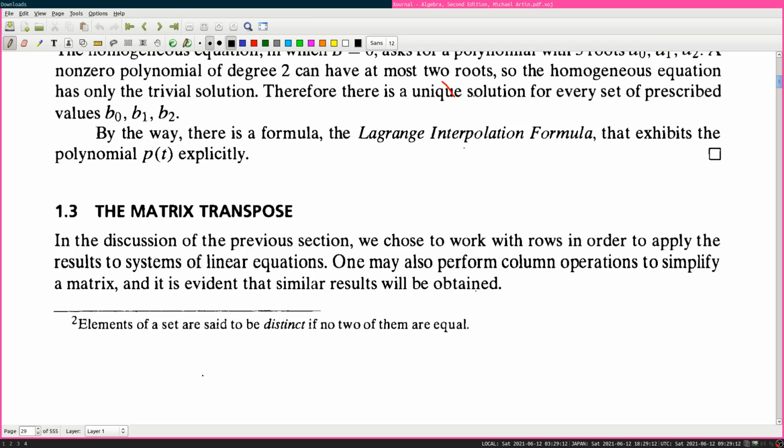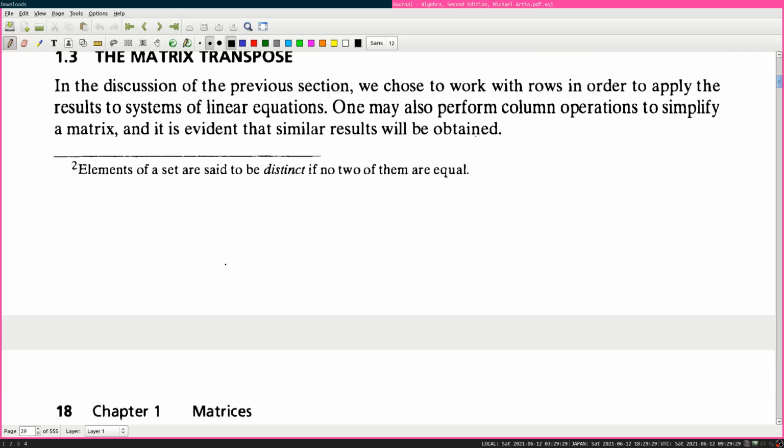Anyway, section 1.3, the matrix transpose. In the discussion of the previous section, we chose to work with rows. So the basic premise is that the previous section was about row operations, and this section will be about column operations. If you take the transpose of the matrix, the rows become columns and the columns become rows, and row operations on the transpose correspond to column operations on the original matrix.